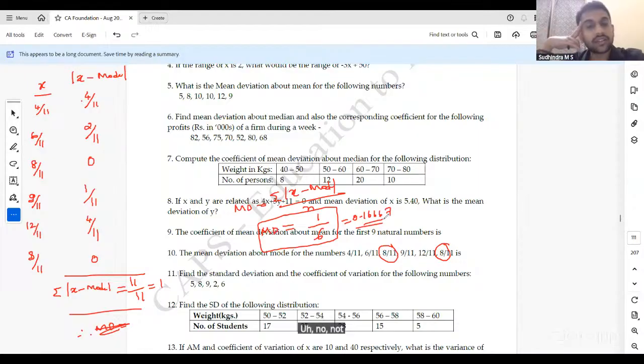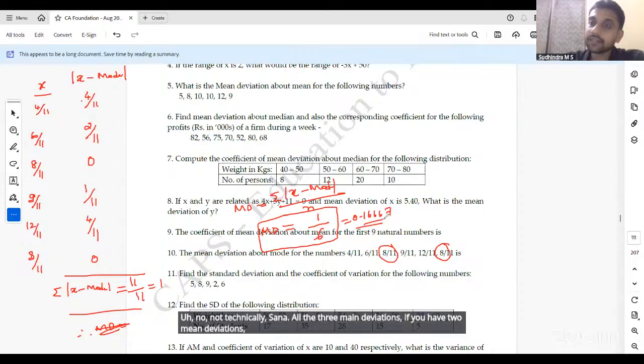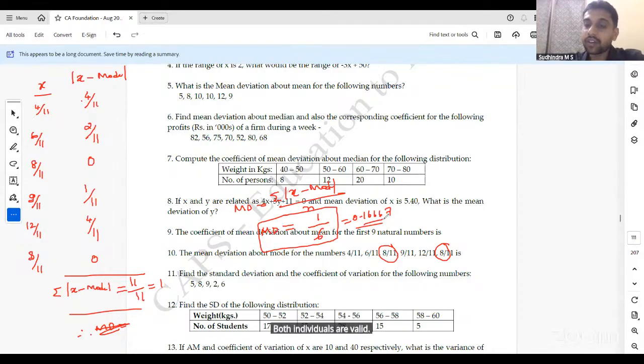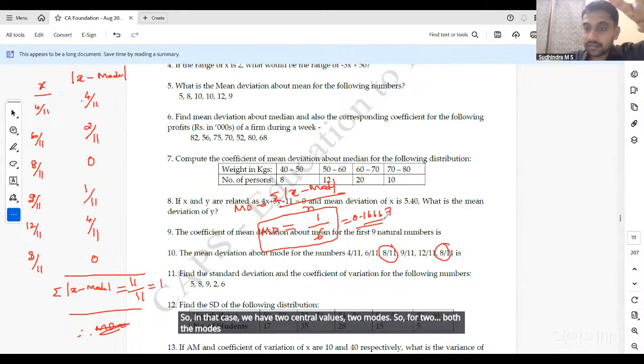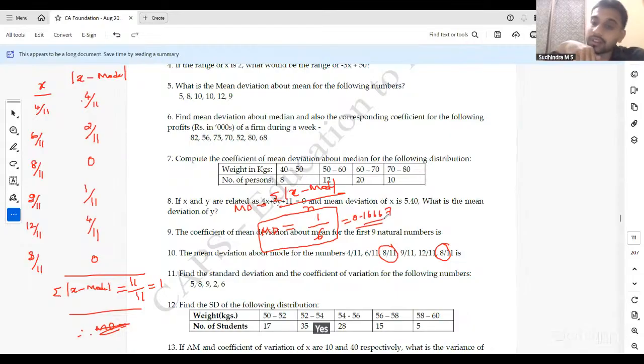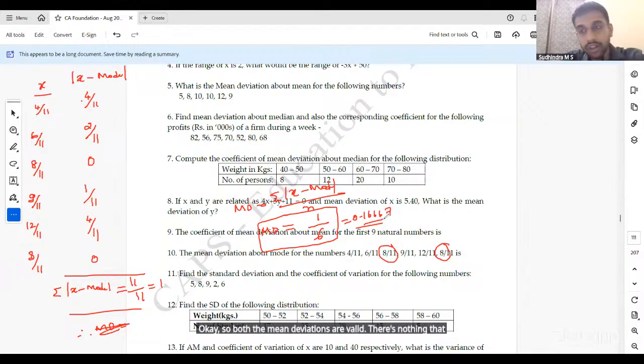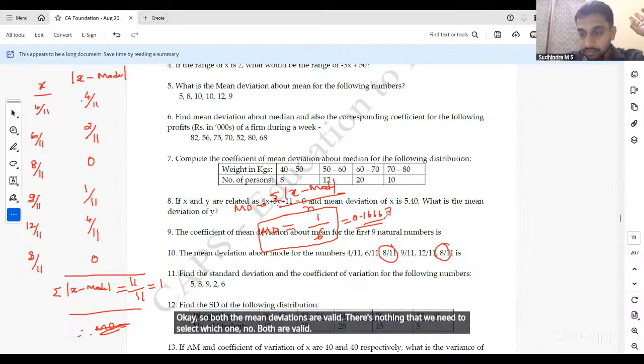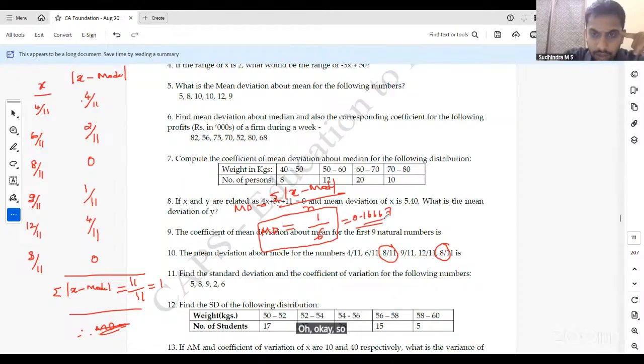No, not technically, Sana. If you have two modes, both the mean deviations are valid. See, what is mean deviation technically? Deviation from a central value. In that case, we have two central values, two modes. So for both the modes, we should have a deviation. So both the mean deviations are valid. There's nothing that we need to select which one. Okay, sir.